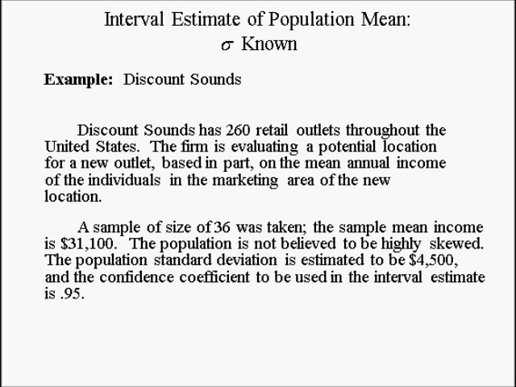Discount Sounds has 260 retail outlets throughout the United States. The firm is evaluating a potential location for a new outlet based in part on the mean annual income of the individuals in the marketing area of the new location. A sample size of 36 was taken. The sample mean income is $31,100. The population is not believed to be highly skewed. The population standard deviation is estimated to be $4,500, and the confidence coefficient to be used in the interval estimate is 0.95.